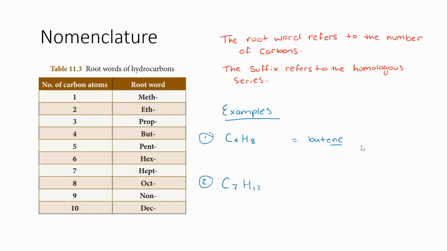A second example, we have C7H12. So 7 shows us that it's going to have the root word hept. And now looking at the general formula, twice the number of carbons will be 14. And if we subtract 2, we'll get this number here, 12. So that's the general formula for an alkyne. So the nomenclature for this example will be heptyne. And this is the general formula that I used to determine that it was an alkyne.